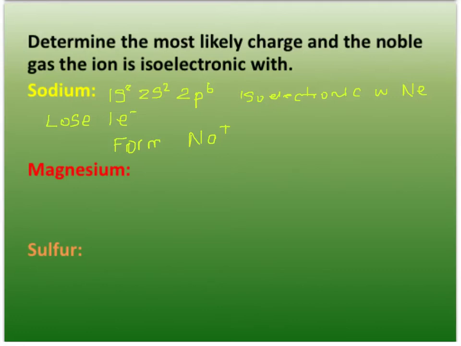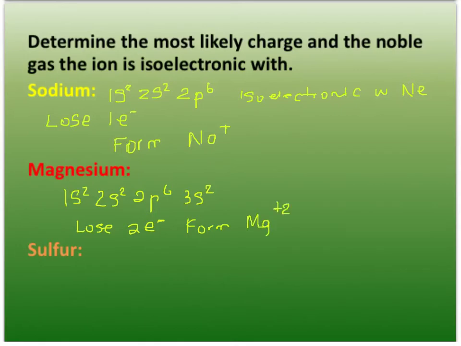Now magnesium. Magnesium has the electron configuration of 1s2, 2s2, 2p6, 3s2. Now to form its ion, it's going to lose two electrons, so it's going to form the magnesium ion Mg2+. Where do these two electrons come from? Again, they're going to come from the s. And again, it's going to be isoelectronic with neon.